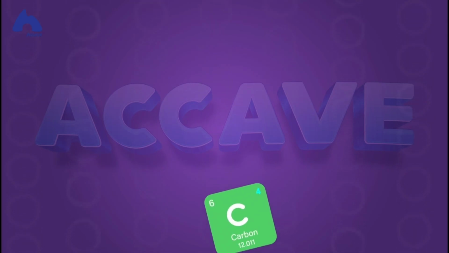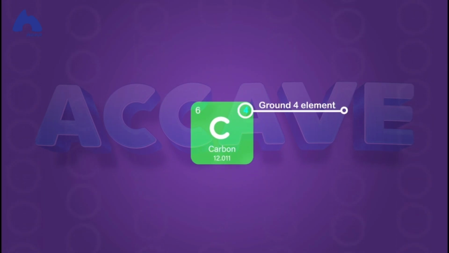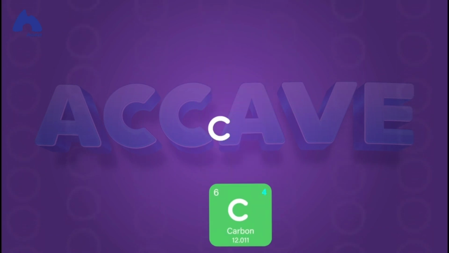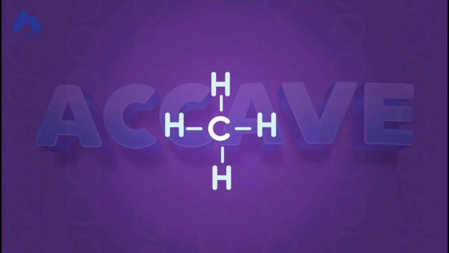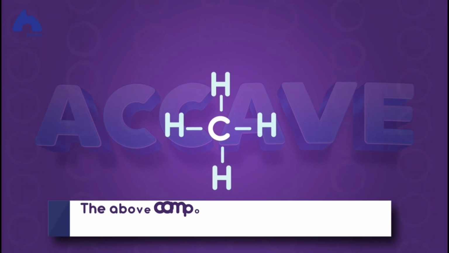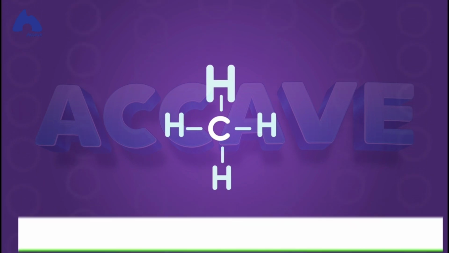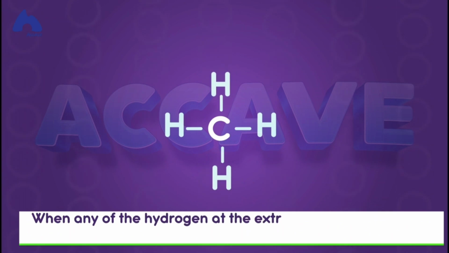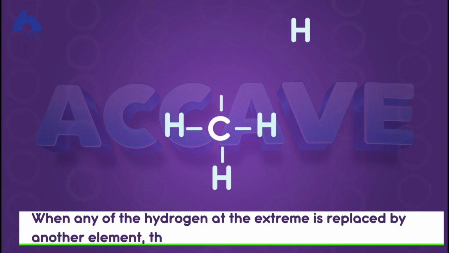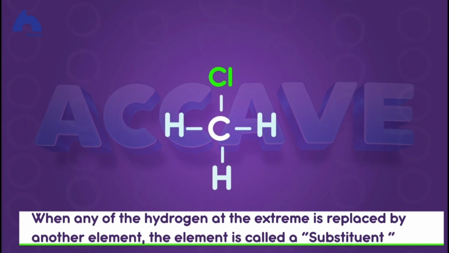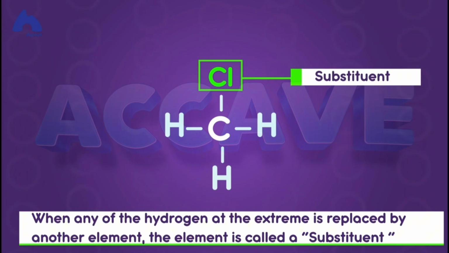Let's find out. Carbon is a group 4 element, so it needs 4 attachments of other elements to form a proper compound. For hydrocarbons, that is carbon and hydrogen attached together. You can see that if any of the hydrogen at the extreme is replaced by any other element like chlorine, bromine, or iodine, that element is called a substituent.